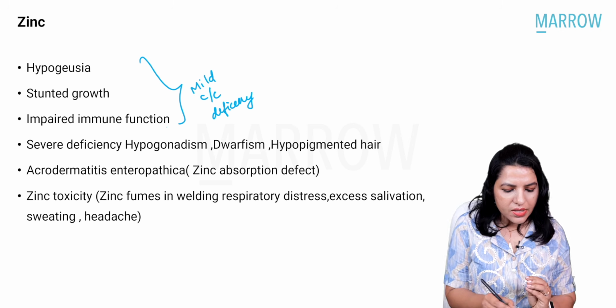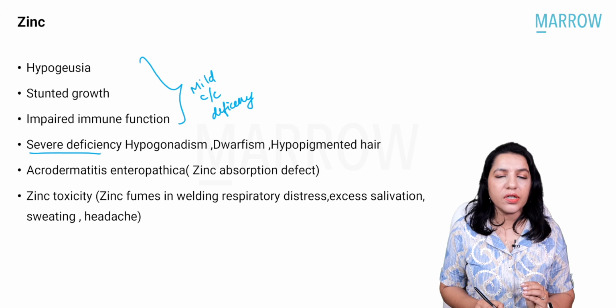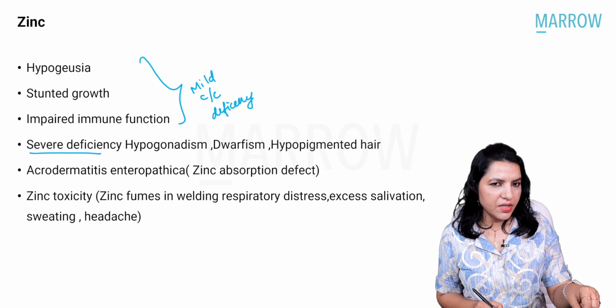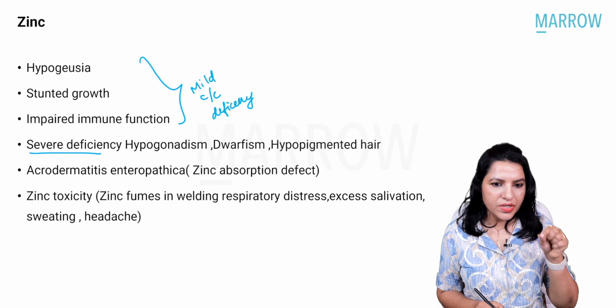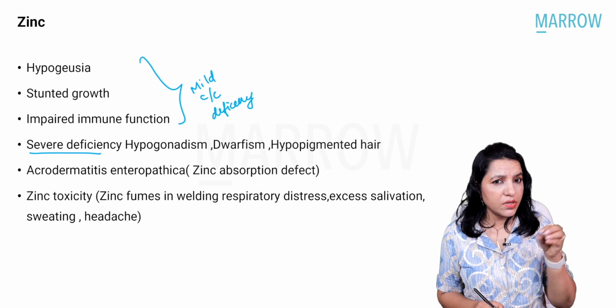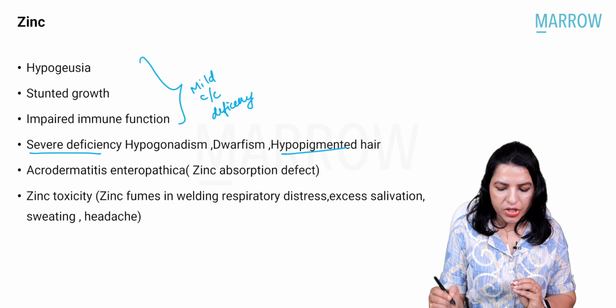Then if there is a severe deficiency, it causes hypogonadism, which was asked in the exam. Dwarfism, stunted growth, same thing, dwarfism and hypopigmented hair. So this can also cause hypopigmentation in the hair.